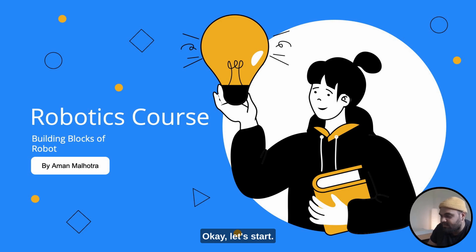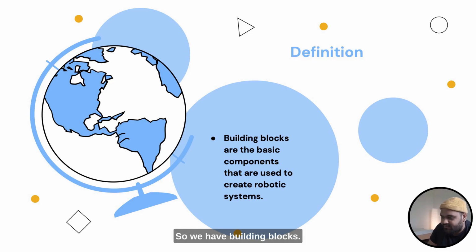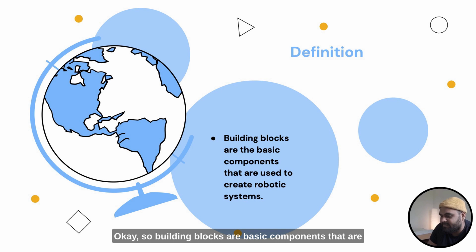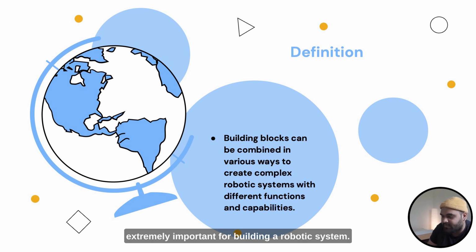Okay, let's start. So we have building blocks. Building blocks are basic components that are used to create a robotic system, and that's why we call them building blocks. They are essential components which are extremely important for building a robotic system. Building blocks can be combined in various ways to make complex systems. Robotic systems with complex functional capabilities can have more and more complex blocks, of course. And these blocks essentially define how your robot is going to work.